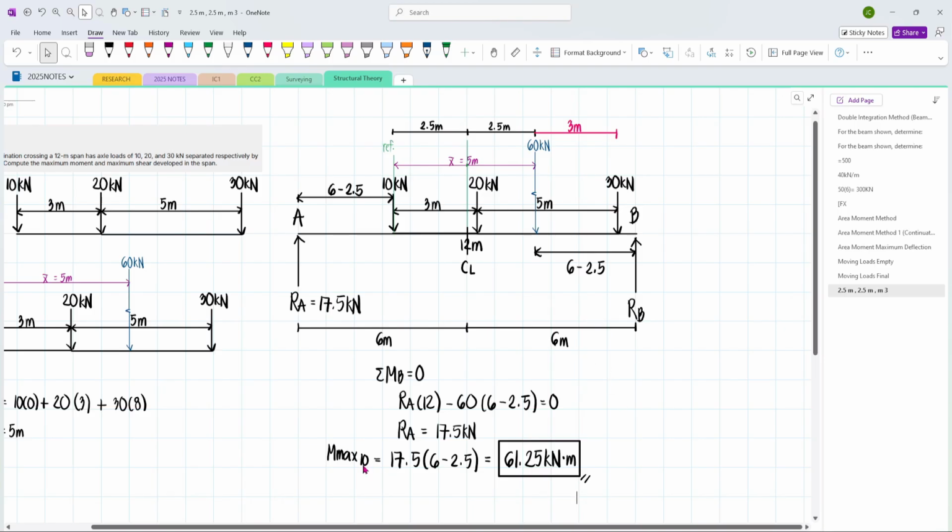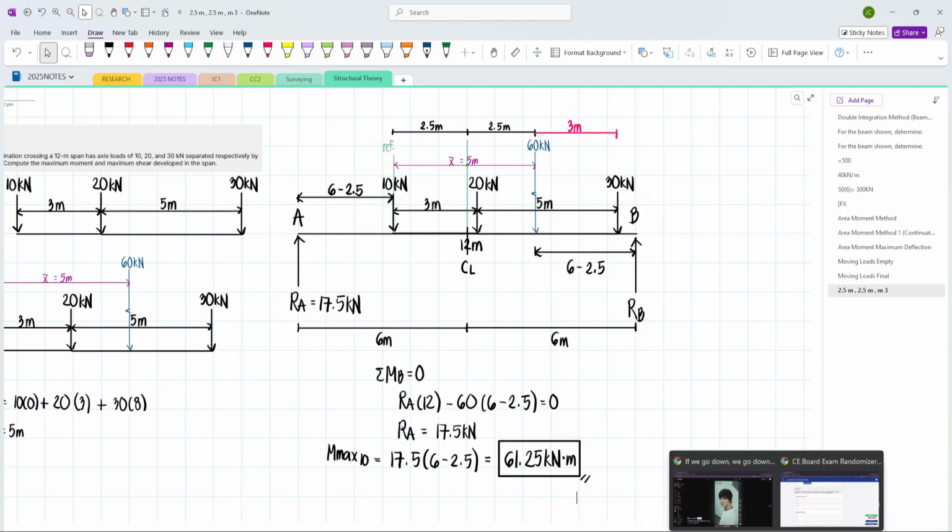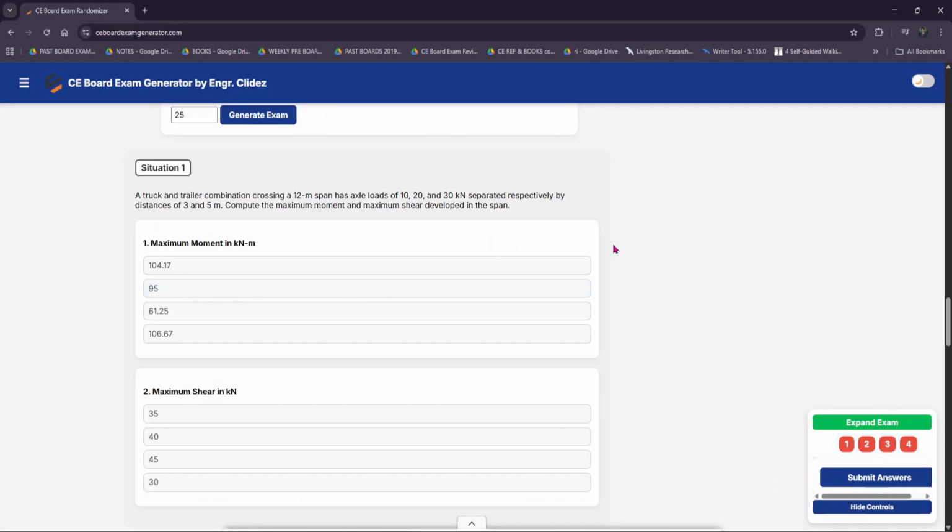Ito yung maximum moment under the 10 kN load. But, hindi pa tayo sure if ito yung answer natin. Since we also have to check kung ano yung maximum moment under the 20 and 30 kilonewton loads. So, if we will check dito sa choices, merong 61.25. Ayan. But, possibly, trap choice lang yan. Hindi pa yan yung actual na sagot natin.